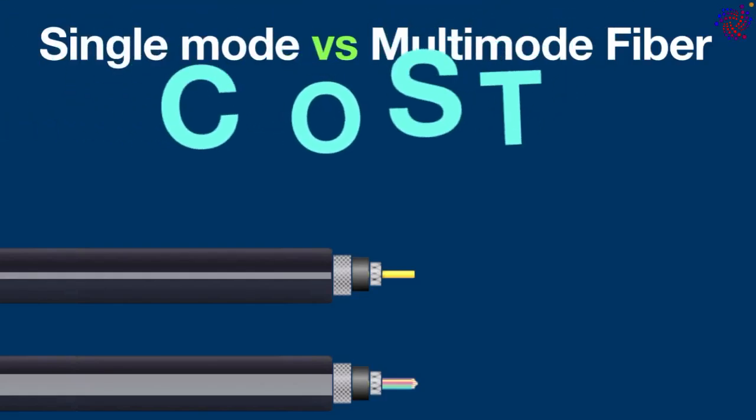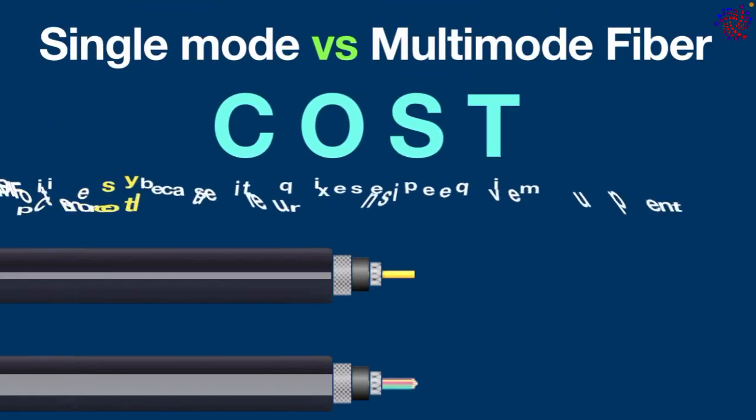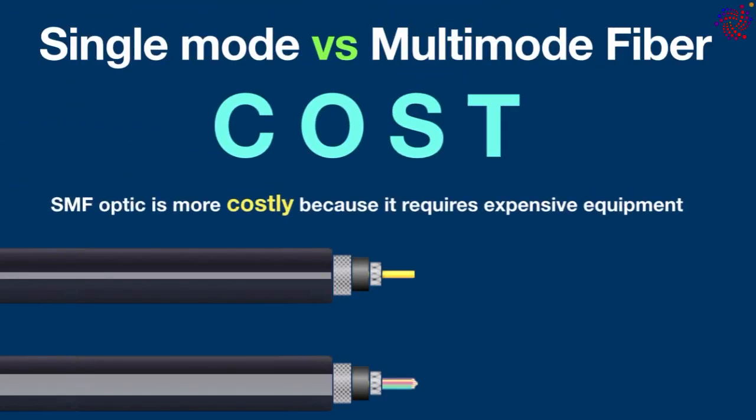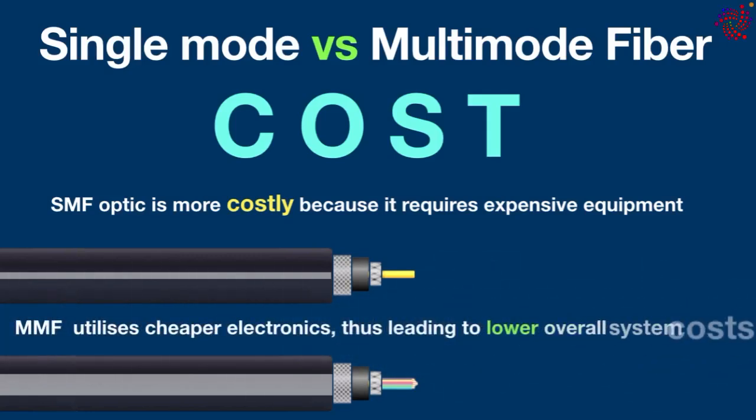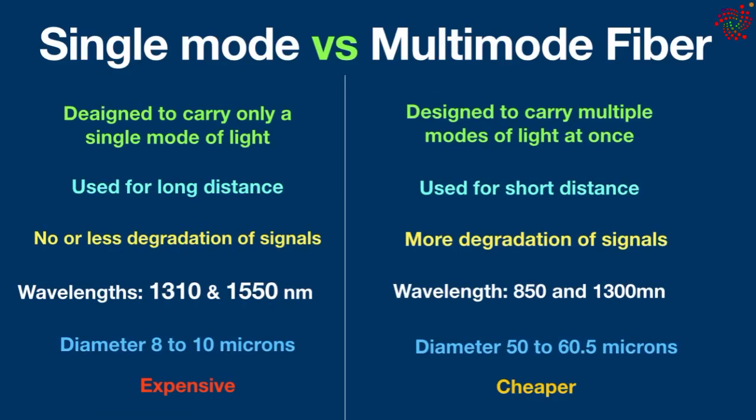Now, if we talk about the cost, single-mode fiber optic is more costly because it requires expensive equipment such as electronics and laser transmitters, whereas multi-mode fiber utilizes cheaper electronics, thus leading to lower overall system costs. Here is a summary highlighting the key differences between single mode and multi-mode fiber optic cable.